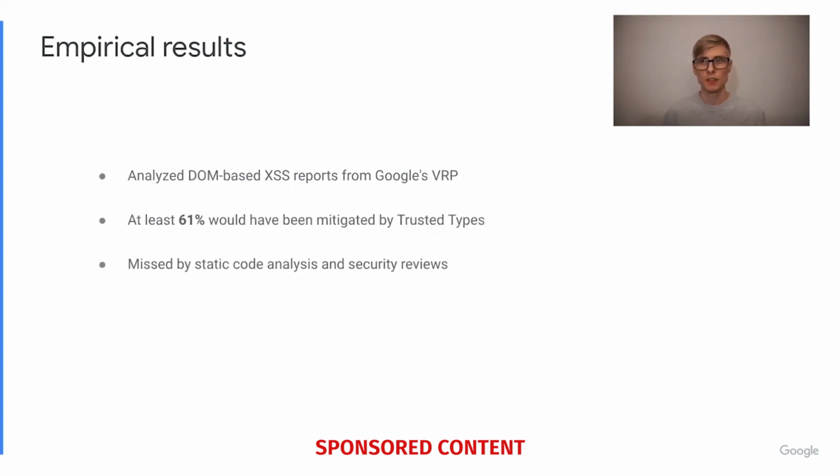To get an idea of how effective trusted types are, we analyzed DOM-based XSS reports from last year's Google VRP program and found that at least 61% of the reported vulnerabilities would have been mitigated by trusted types. And note that this only includes vulnerabilities that were already missed by Google's static code analysis pipeline and security reviews, which is pretty impressive.